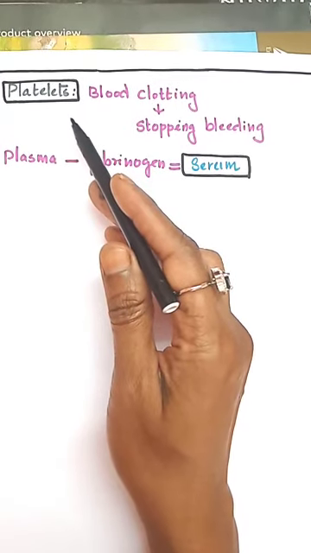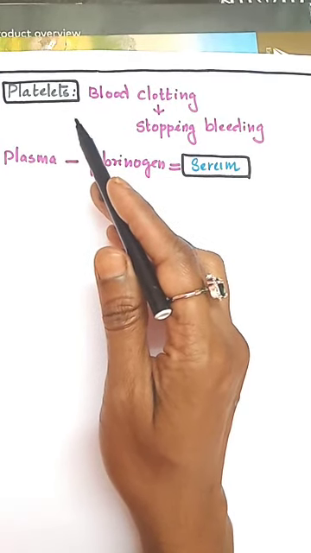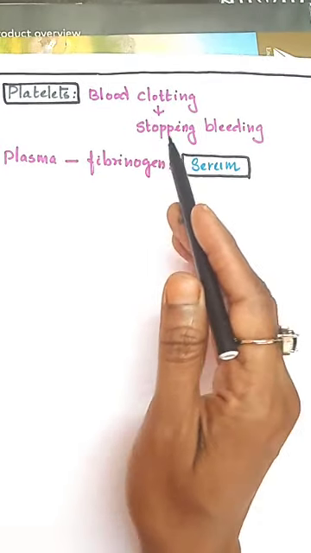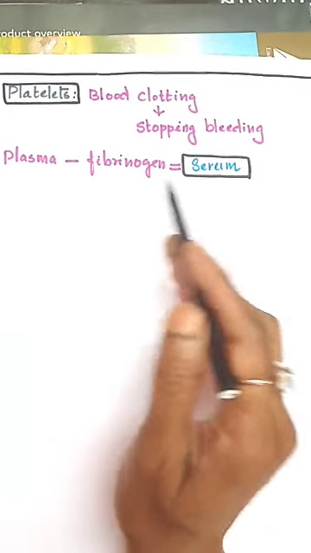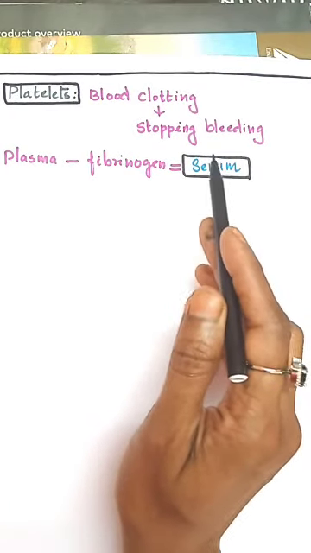Next is the platelets. These are small fragments present in the blood, which help in blood clotting and stoppage of bleeding. If you take fibrinogen out of plasma, you call it serum. This is also an important MCQ.